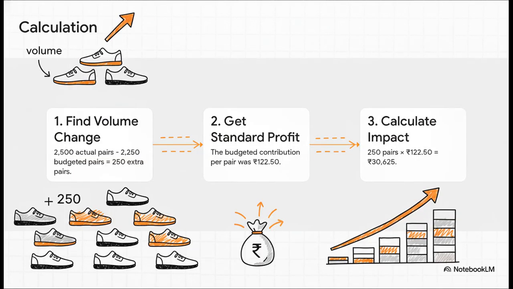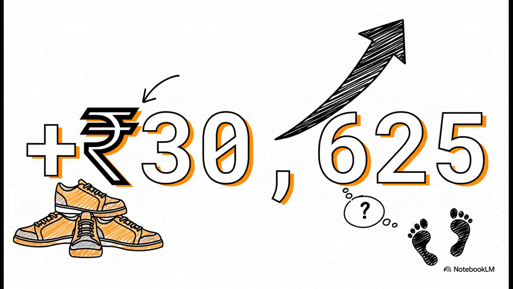So let's plug in the numbers, shall we? First, the change in volume is easy peasy. They sold 250 more pairs than planned. Second, we look back at our budget and find that the standard contribution was 122.5 rupees per pair. We multiply those two numbers and we get our answer. And there we have it, a positive 30,625 rupees.